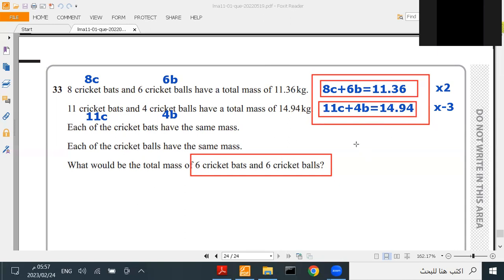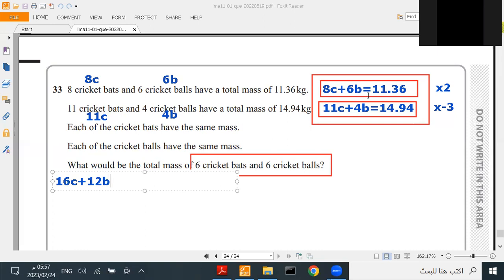Simultaneous equations are so important. You need to understand them, and to understand them well, you have to practice doing them. Okay, let's do it step by step. First, I'll multiply the top equation by 2. 2 times 8 gives 16C. I'll do it step by step: 16C. And then 2 times 6 is 12, so plus 12B.